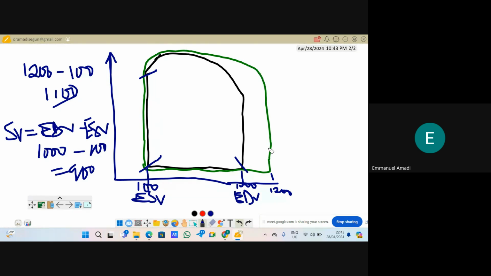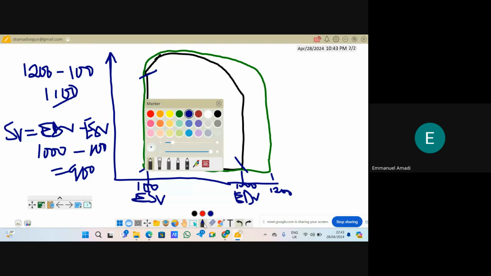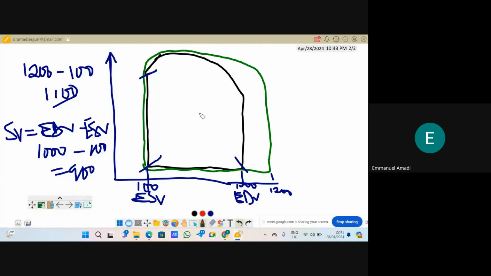Now let us add some more things. Now let us assume we bring up another curve again.